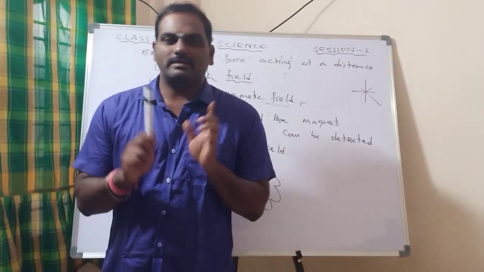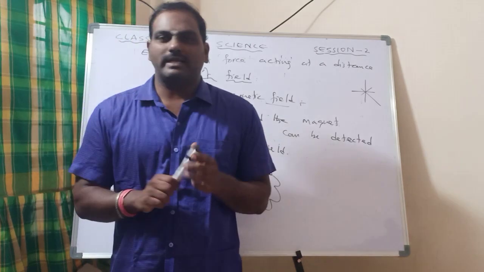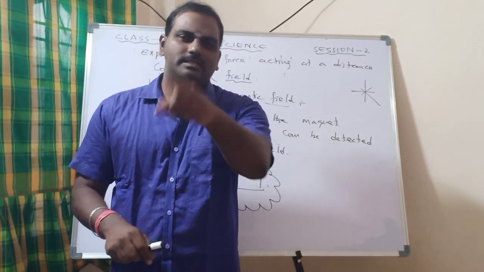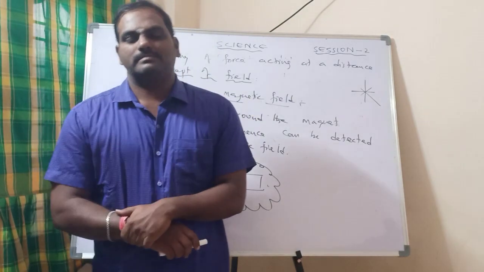So 2 bars are given, one is steel, one is magnet, both are painted in the same color. I give them to you; tell me which is the magnet and which is the steel bar.